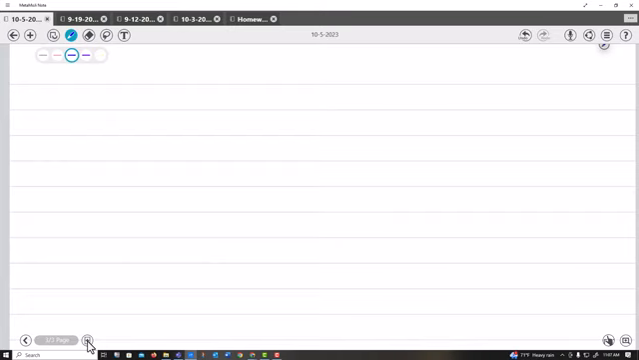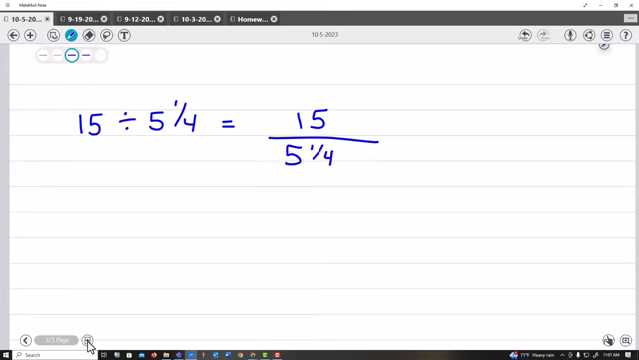All right, what if you're asked to divide 15 divided by 5 1/4? Well, this is a little hard to do. What this is actually saying is 15 over 5 1/4. So the first thing you want to do is get rid of that, because it's going to just confuse me. I want to convert this value.